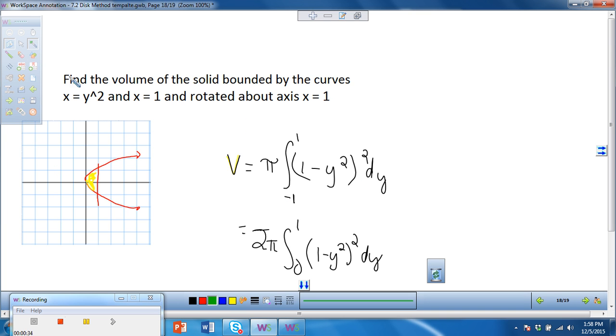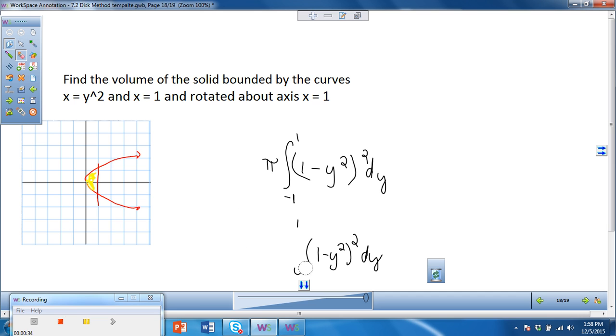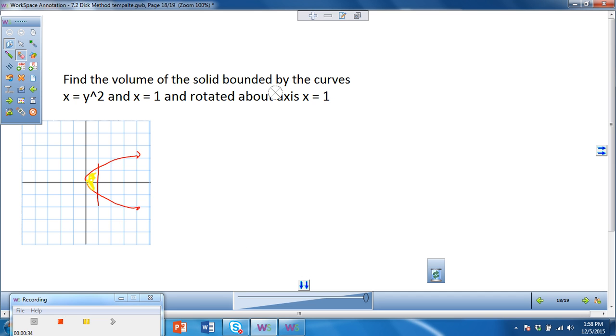Oh, the next one's been done for us. Let's erase that. Okay, so now we're rotating about x equals 1. Now, because we're rotating about a vertical axis, everything has to be in terms of y. And fortunately, this was already written in terms of y. And we're rotating about a vertical axis, so it has to be dy. So we have the integral from 0 to pi, and we need to find our limits.